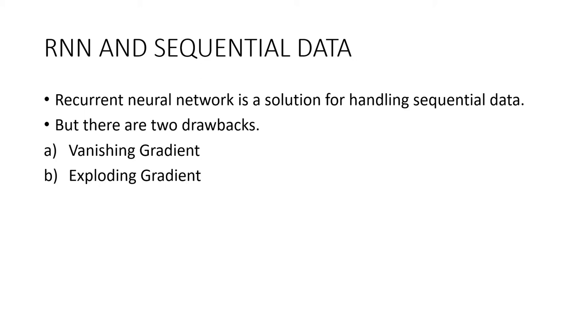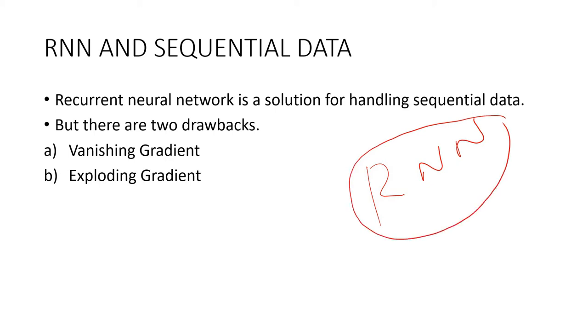See, normally we use RNN, that is recurrent neural networks, to process sequential data or historic data. A recurrent neural network is a solution for handling sequential data. But there are two drawbacks: vanishing gradient and exploding gradient. You can watch the videos for recurrent neural networks. There is a separate playlist for RNN. You can watch those videos. So these are the two drawbacks of RNN.